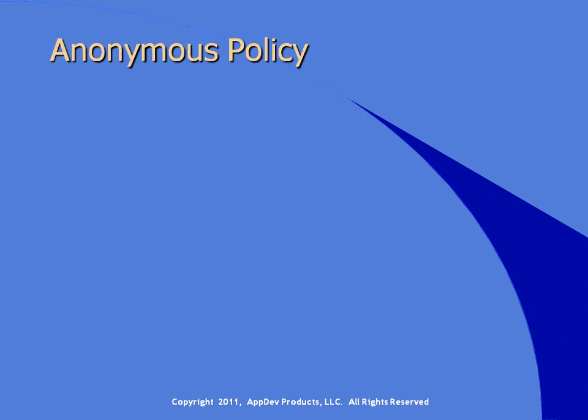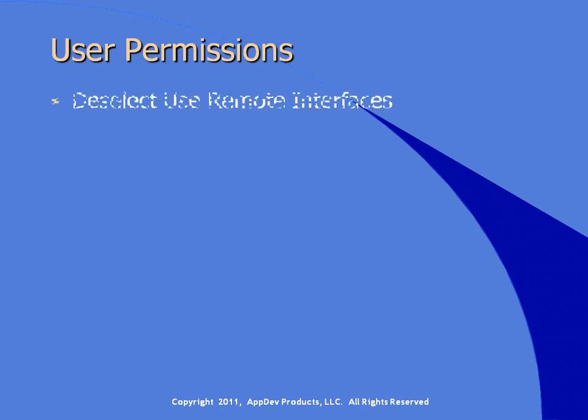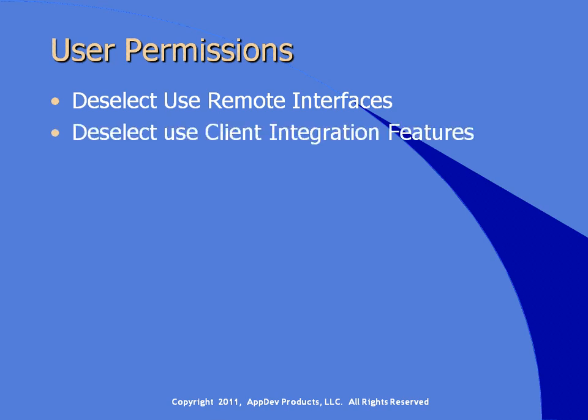The anonymous policy. You can set that to none. There is no policy for anonymous. Deny write access makes it read-only. They will not be able to add content or to make changes. And then you can choose deny all. That means that it would deny all access for anonymous users. On the user permission side, you want to deselect use remote interfaces. And you also would want to deselect use client integration features.